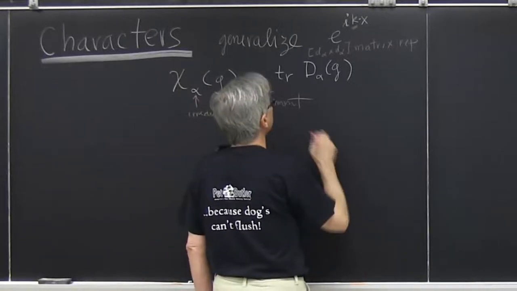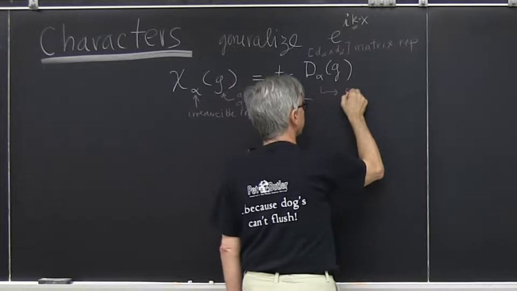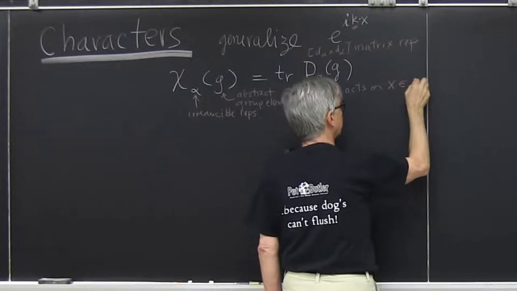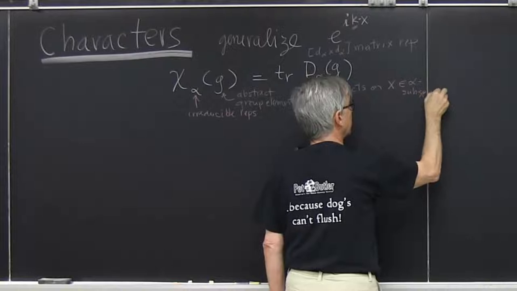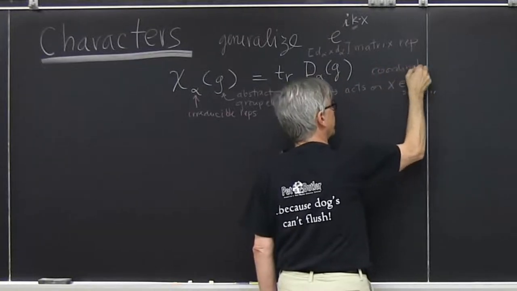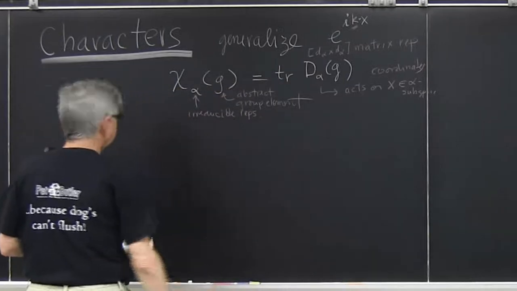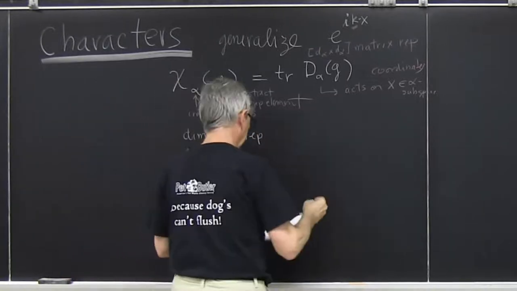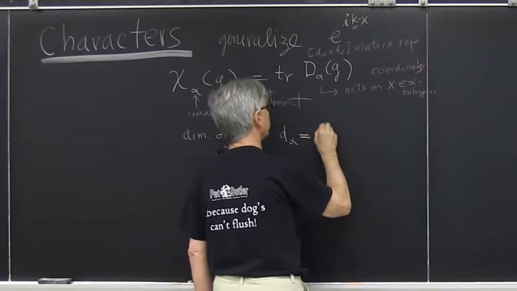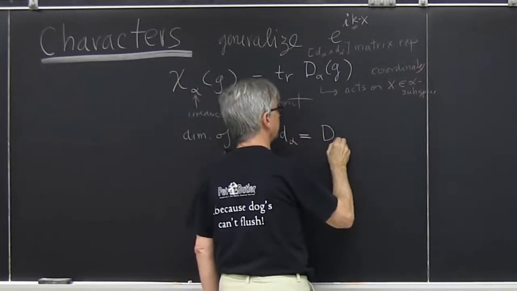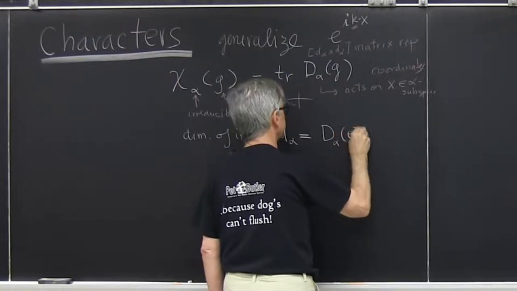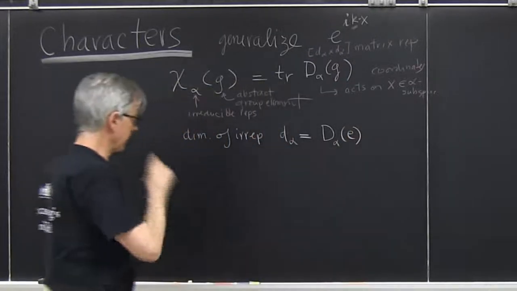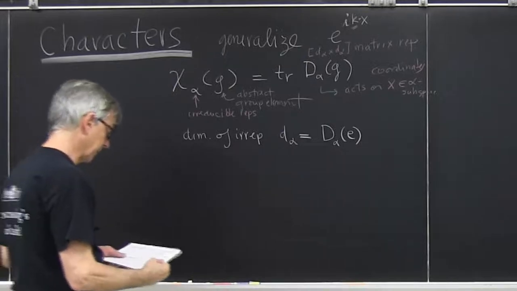Which tells you how this acts on x in the subspace alpha, the irreducible subspace. So these are coordinates. And the dimension is d alpha. Every group has an identity element, so that's a matrix with ones on the diagonal. And the trace of the identity matrix is obviously the dimension of the matrix and therefore of the subspace.